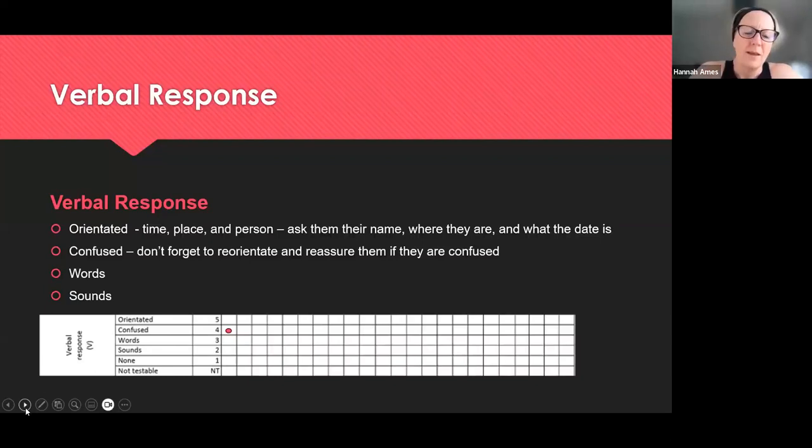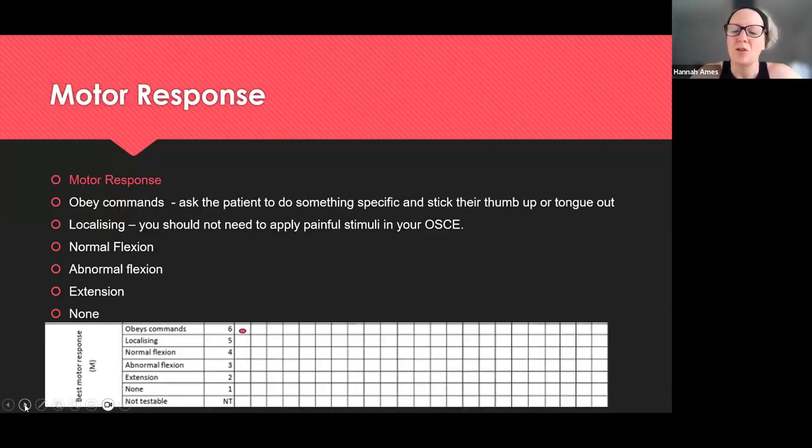Again, your patient is most probably always going to be either oriented or confused in terms of your OSCE. If they are just saying single words, then you would document them down as a 2. If they weren't verbalising to you at all, which is very unlikely because you've got to complete your holistic assessment as well, they would be a 1. And then onto your motor response.